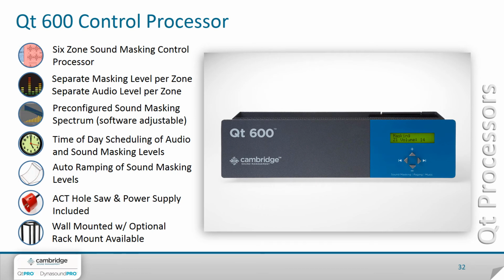As stated earlier, the QT600 control processor has the exact same functionality as the QT300, with simply greater emitter capacity through 3 additional zones, for 6 zones total.